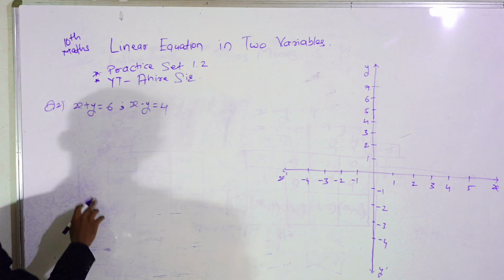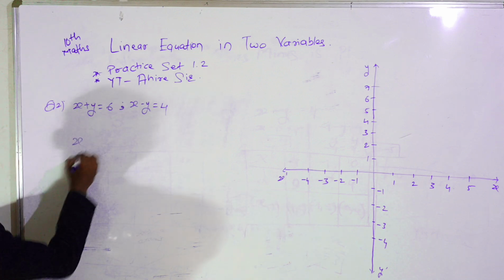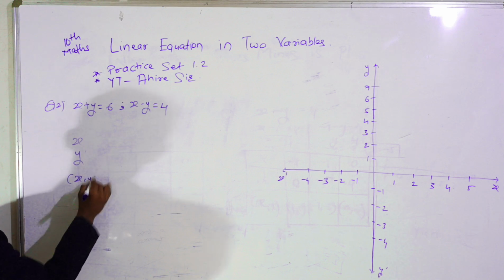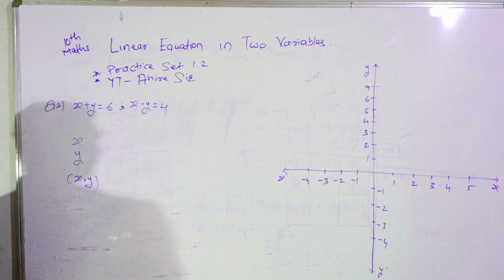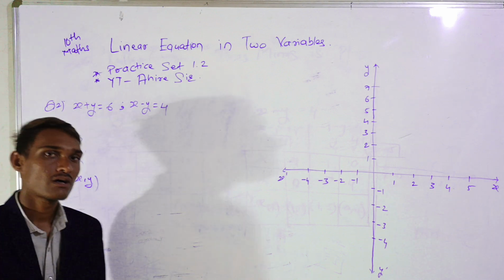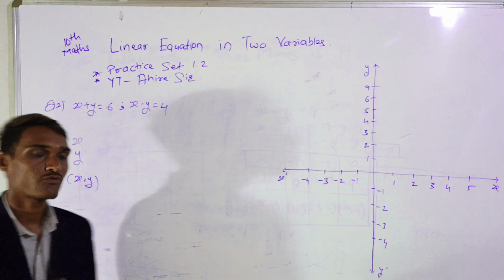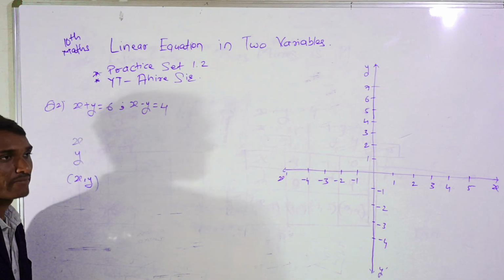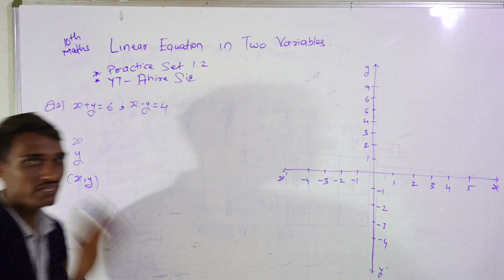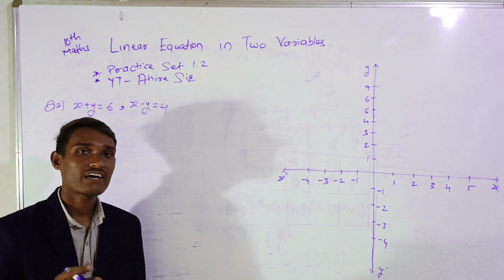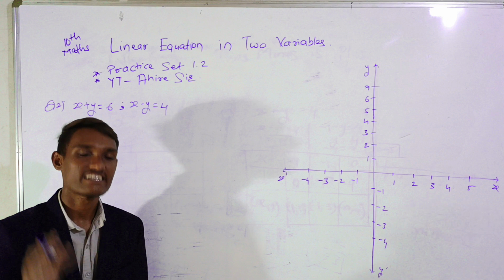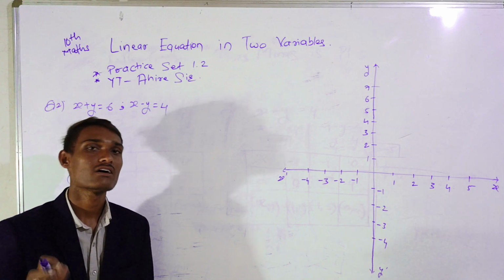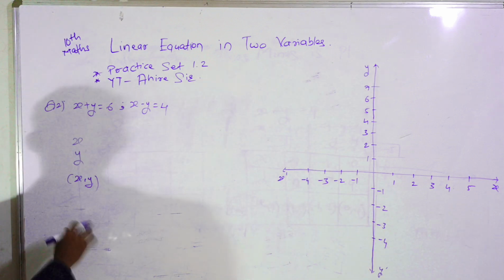We can do one thing: by putting values of x and y, we are able to find some coordinates. We are able to find 3 or 4 coordinates for each equation, and based on those coordinates we will get a straight line. Where both straight lines intersect, that point will be our solution.